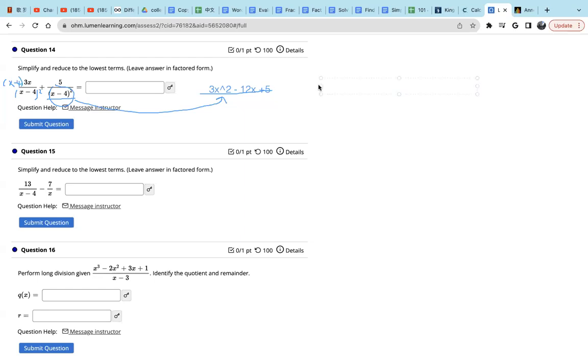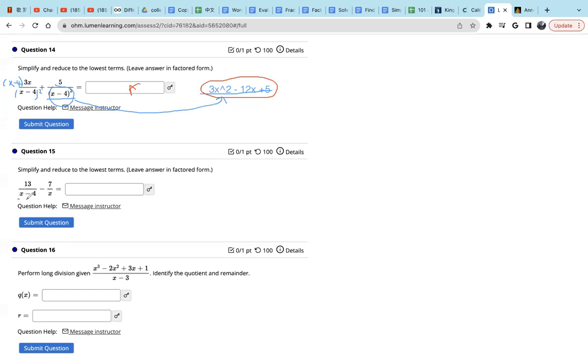Oh, can it? No. Can it be simplified? Because the 3 and the 5, we play with the factors, there's no way we can make a negative 12. So that's it. That's the answer. 3x squared, let me circle this. So the answer we put in here, the numerator is 3x squared minus 12x plus 5. The denominator is x minus 4 squared.